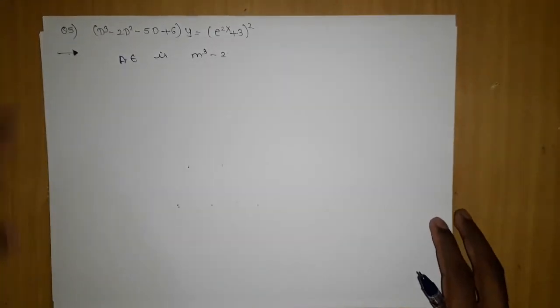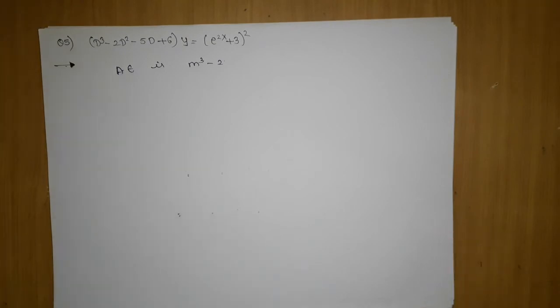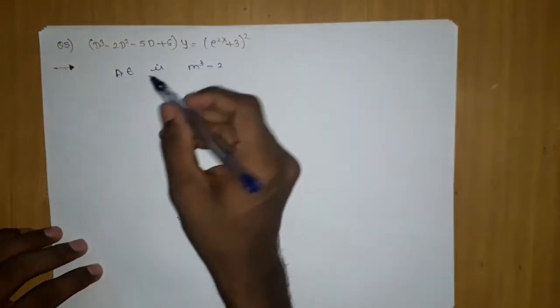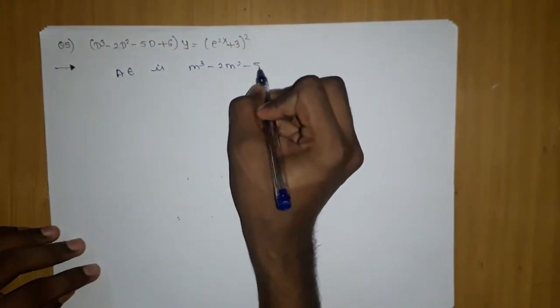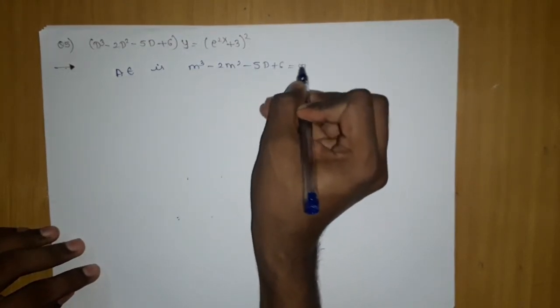So the problem says: (D cube minus 2D square minus 5D plus 6) y equals (e power 2x plus 3) the whole square. How will we solve this? First, try to get the auxiliary equation. The auxiliary equation is m cube minus 2m square minus 5m plus 6 equals 0. Just equate it to 0.